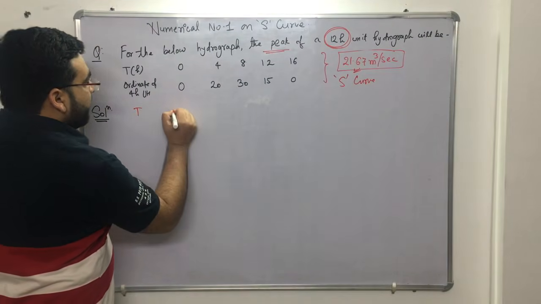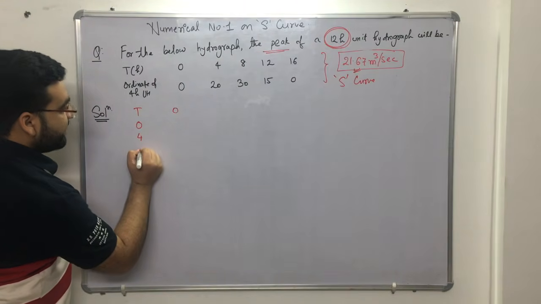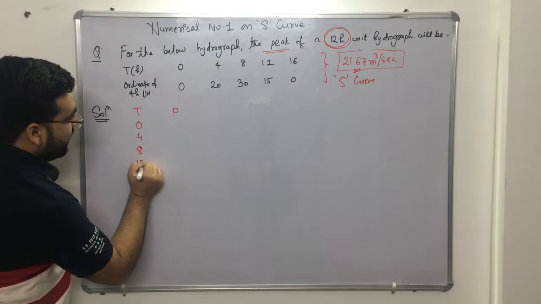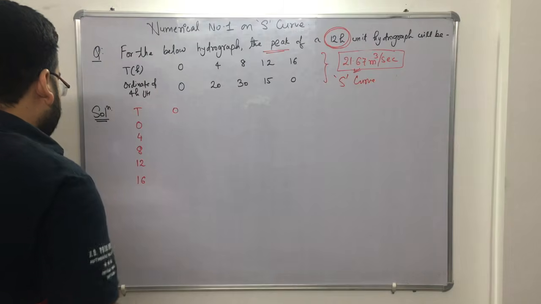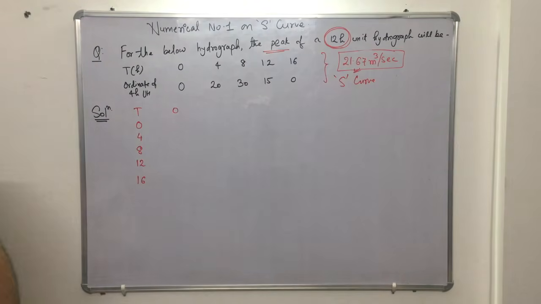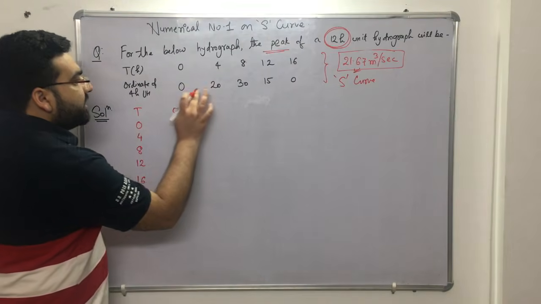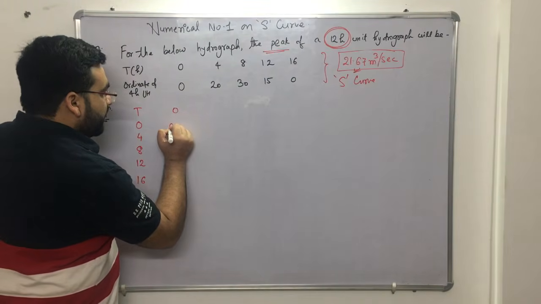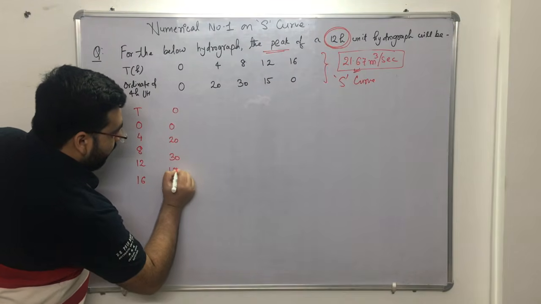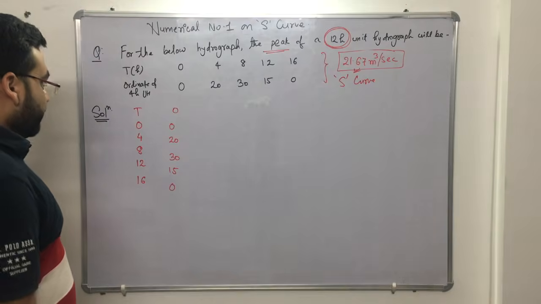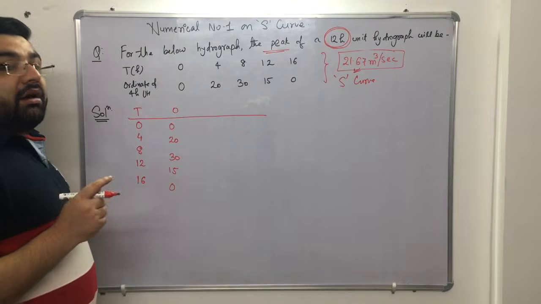This is time, this is ordinate, this is 0, 4, 8, 12 and 16. And the ordinates of the 4-hour unit hydrograph are 0, 20, 30, 15 and 0. Clear? Now, step number 1.